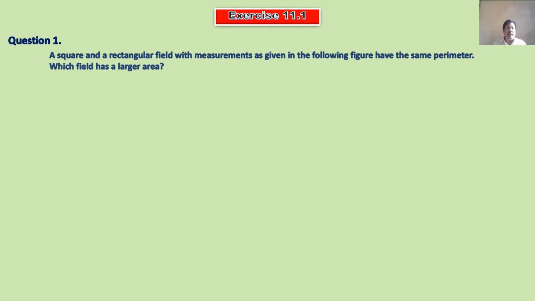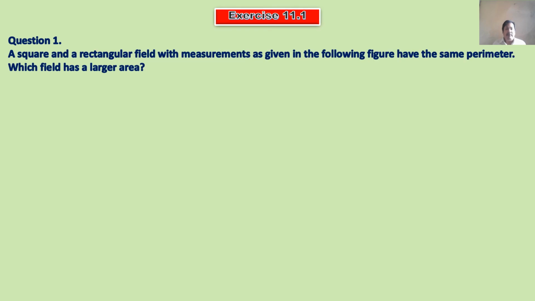So let us start with the exercise now. Here we have question number one. In the question number one, it says like this: a square and a rectangle filled with measurements as given in the following figures have the same perimeter. So which has a larger area?